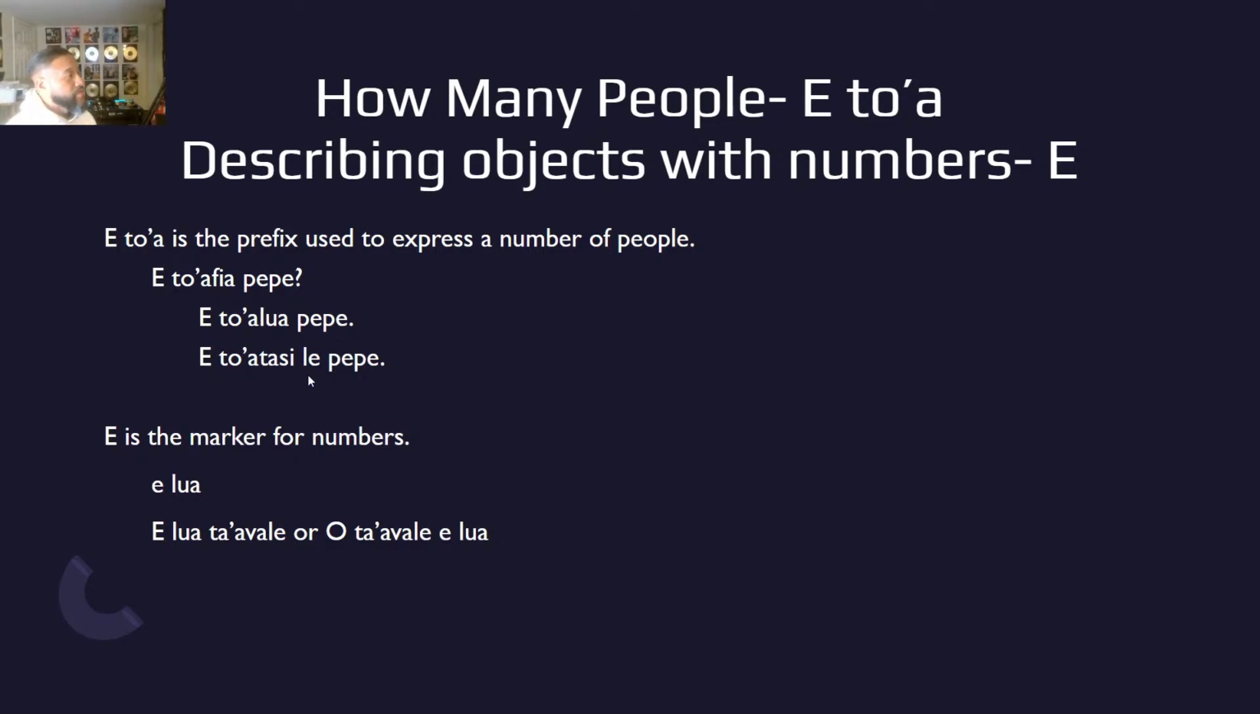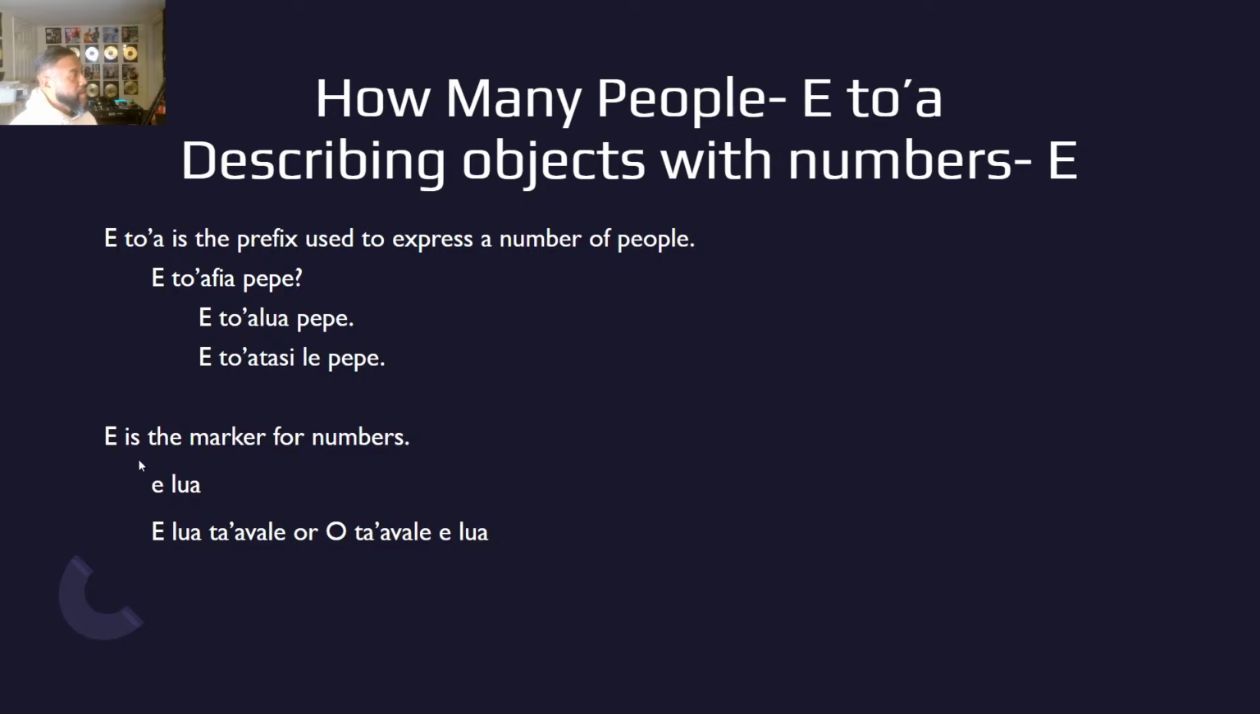Now down here is a little bit different. It's the same principle, but the only reason why we have the le is because it's one baby. Because it's one baby, we say le pepe, right? But if it was six babies, we would say e toa ono pepe. We wouldn't have to have the le because it's multiple babies. But since it's one baby, we say le pepe, right? E toa tasi le pepe, one baby.